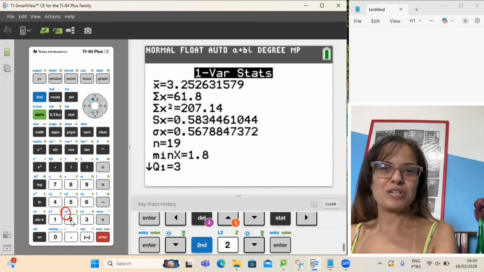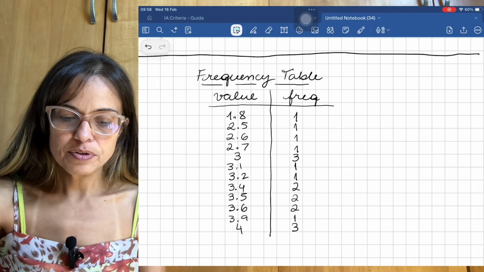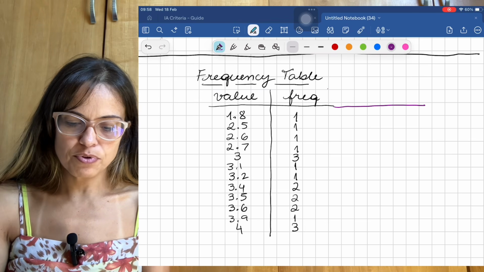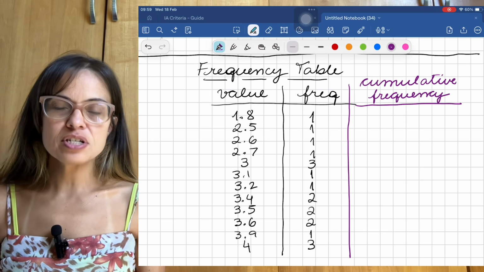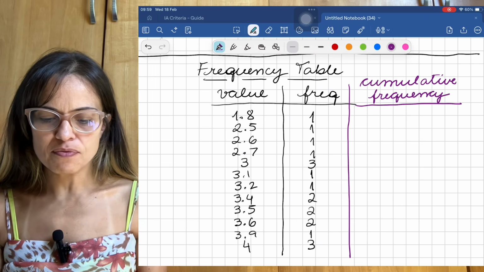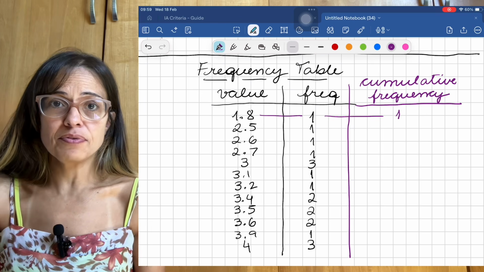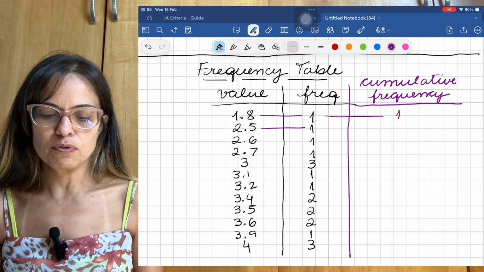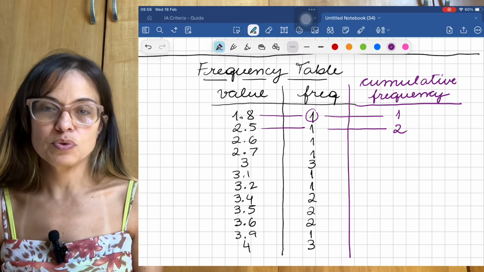And of course, the numbers that we are seeing here are the same numbers as we saw before because we just calculated the same thing in a different way. And the other interesting thing about frequency tables is that sometimes they come with a third column, which is called cumulative frequency. And it's not just how many of that specific number we have, but how many until that number we have. So we have one of 1.8 and one of 2.5. So until 2.5, we have 2, which is this one and this one.